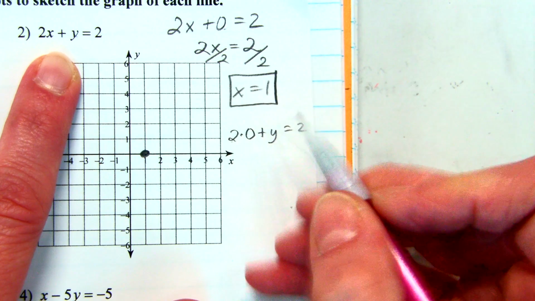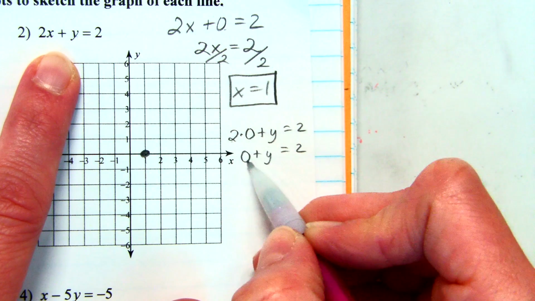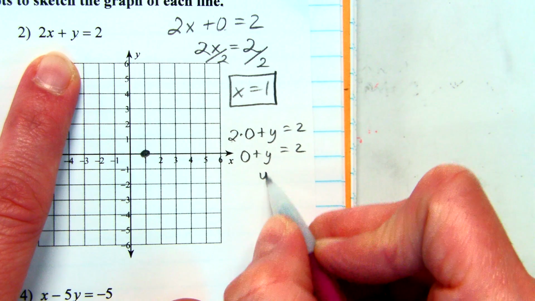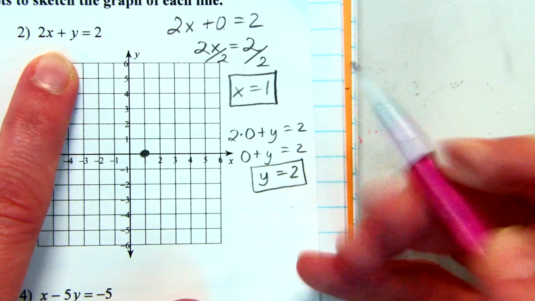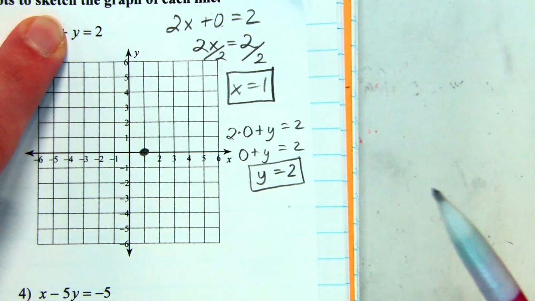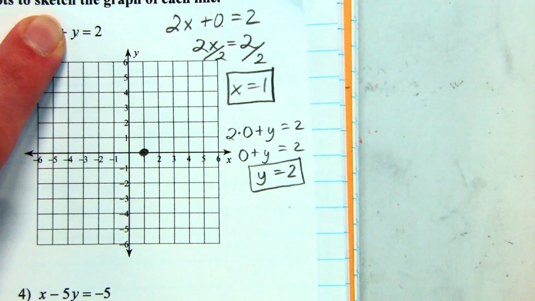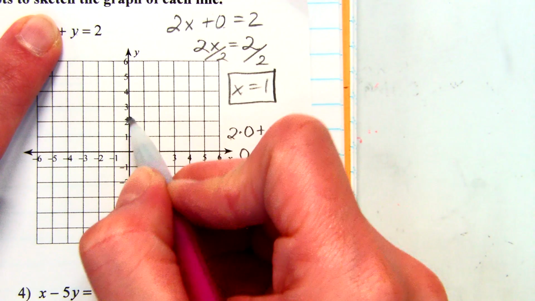And you can tell 2 times 0 is just going to be 0. So you could, in theory, just leave that part out and skip all the way to y equals 2. It's just like covering that part up. When I put 0 in there, that whole term disappears. I just have y equals 2. And so that means on the y-axis, I'm going to go through 2.